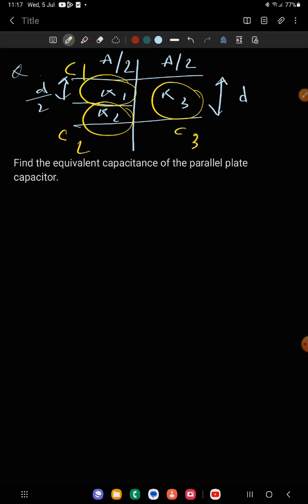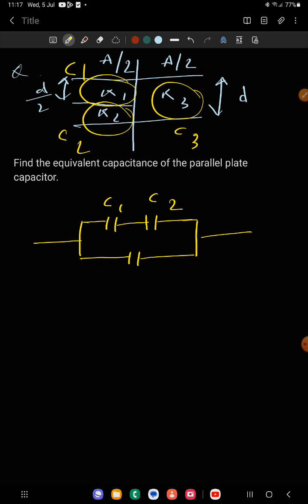To solve the problem, we first draw the equivalent capacitance circuit, which looks like this. Here C1 and C2 are in series and C3 is in parallel with the C1 C2 combination. Now we see that C1 and C2 are in series and C3 is in parallel.